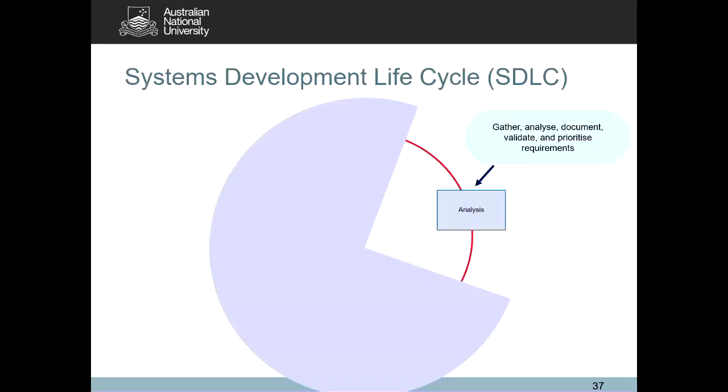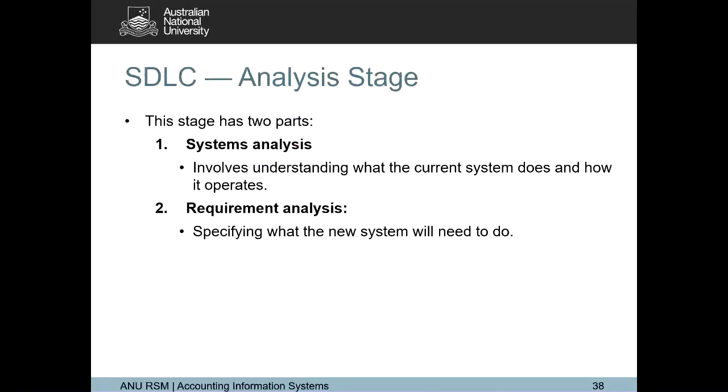So now we are at the analysis stage, where we gather, analyze, document, validate, and prioritize requirements. We do two things in this stage. You analyze the system, and you do requirement analysis. You have done this for your group assignment, didn't you?